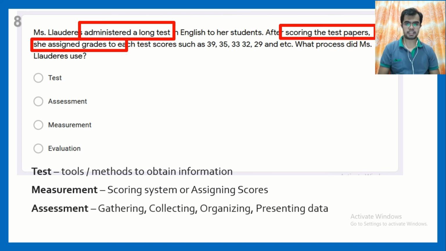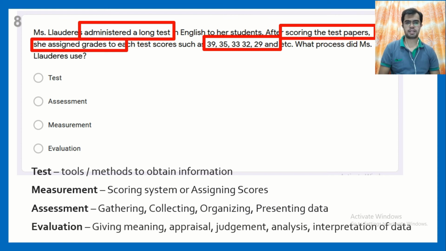Next term is assessment, which refers to gathering, collecting, organizing, and presenting data. Let us look at the scores, which are arranged in descending order. The last on the options is evaluation, which is giving meaning, appraisal, judgment, analysis, and interpretation of data. To answer the question, what process did Miss Lauderes use? Since she arranged the numbers or test scores in descending order, and arrangement or organizing is a keyword in assessment, the answer is letter B, which is assessment.